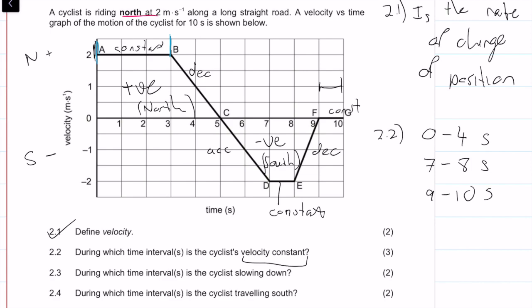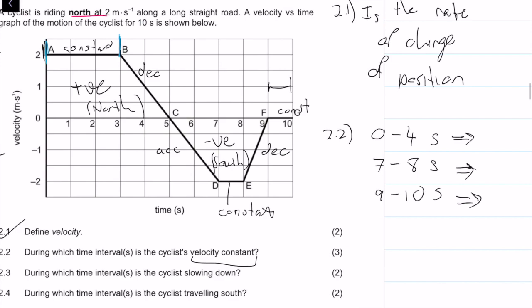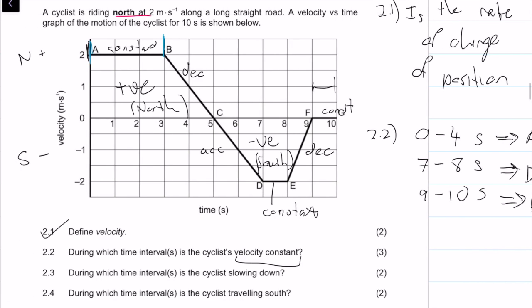Alternatively, both of these answers are correct. We could give the respective labels. In this case, 0 to 4 seconds is A to B, 7 to 8 seconds is D to E, and F to G. Any of those is correct. You only need to put one of them, and we get 3 marks, and a good giveaway is that it's worth 3 marks, so we probably need 3 time intervals.